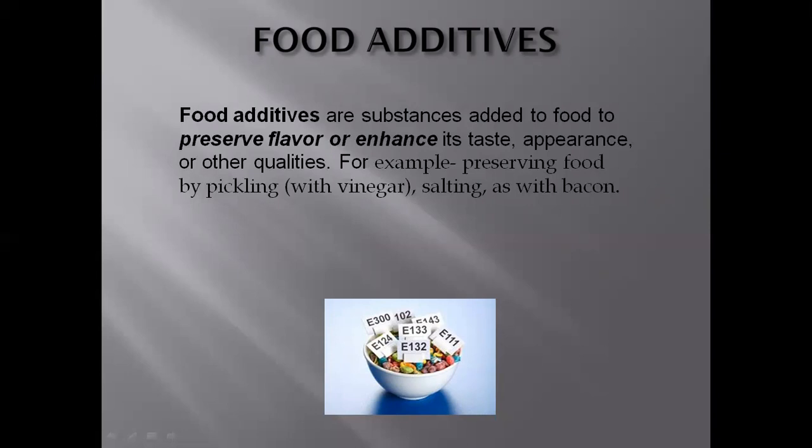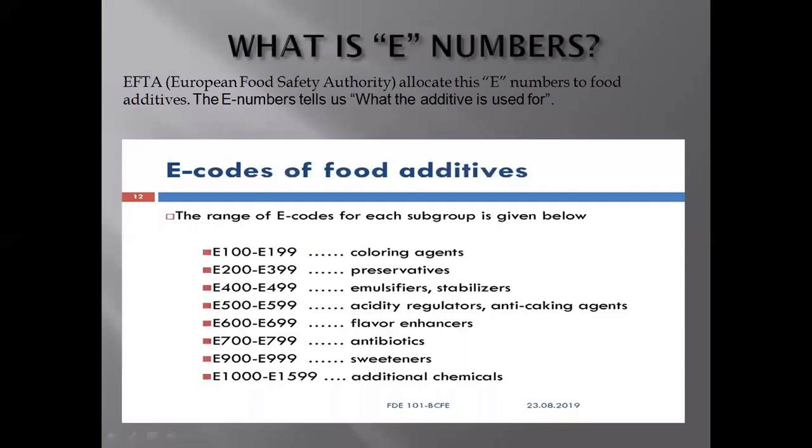As you can see in the picture, in a bowl there are E numbers given to foods like 102, 133, 132. So these are numbers. So what are these numbers? EFSA, which is the European Food Safety Authority, allocated these E numbers to the food additives. The E numbers tell us what the food additive is used for. Some examples are given in the chart.